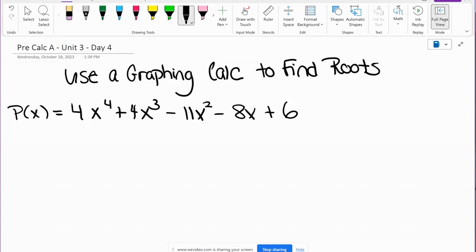4. How did you know there were 4 roots? Good, because the degree of this polynomial, our biggest exponent, is 4, which means we'll have 4 roots. But does that mean they'll all be real roots? No, some can be imaginary.